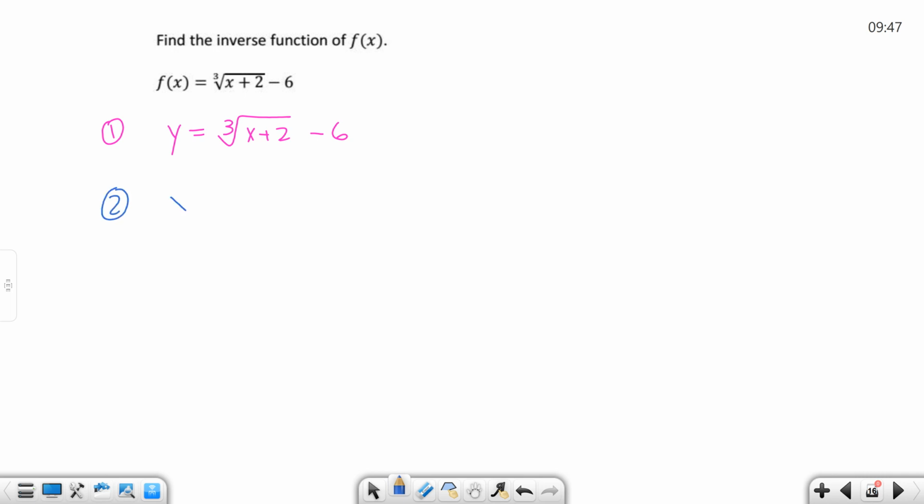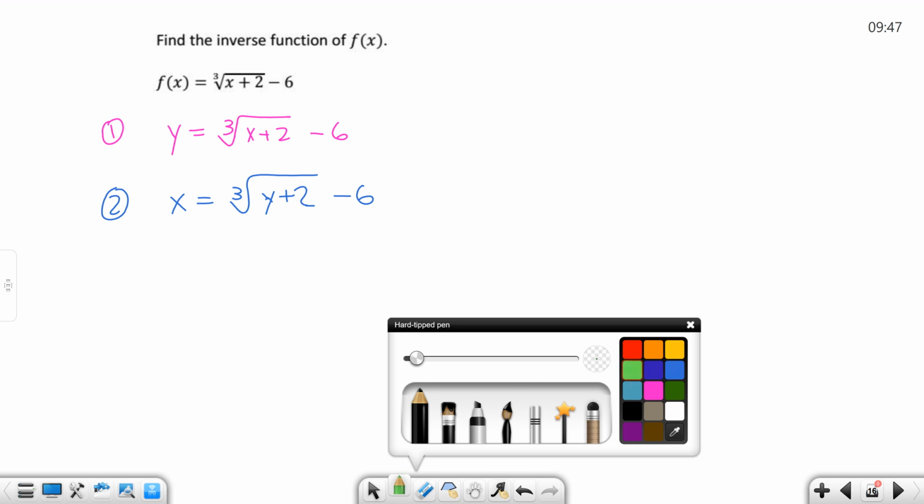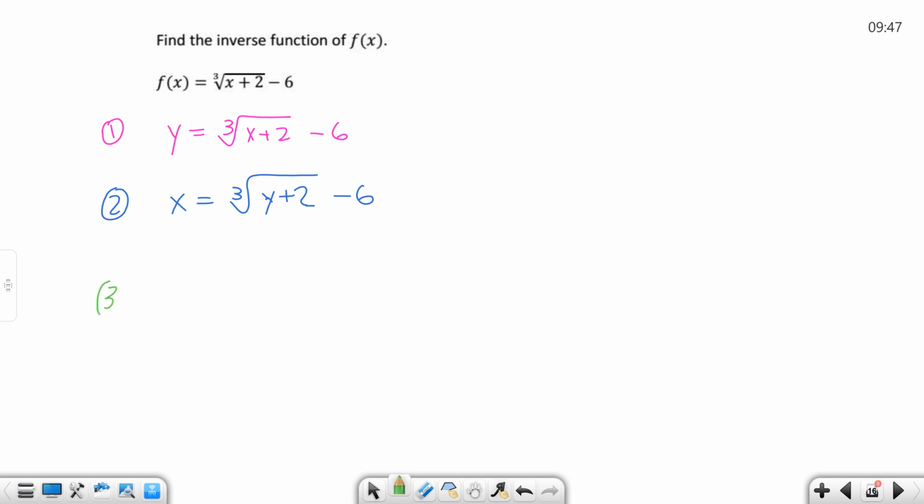Step 2 is just going to be swap the x's and y's. So x equals the cube root of y plus 2, minus 6. And then step 3 again, that's where all the magic happens.